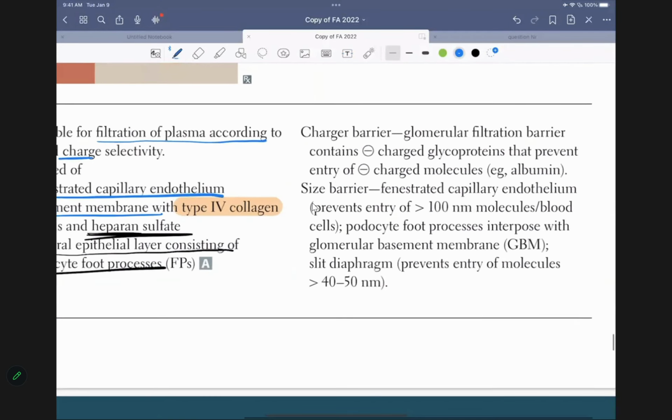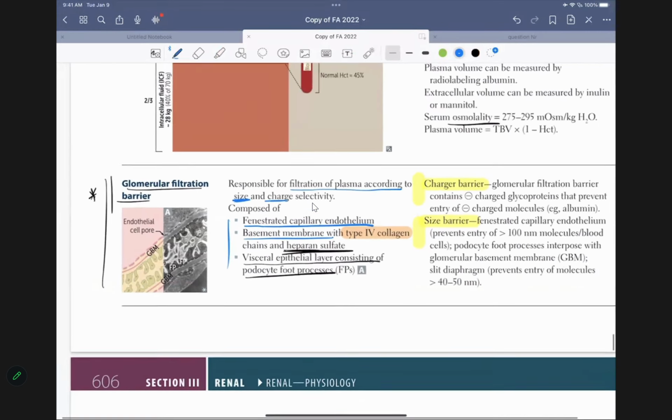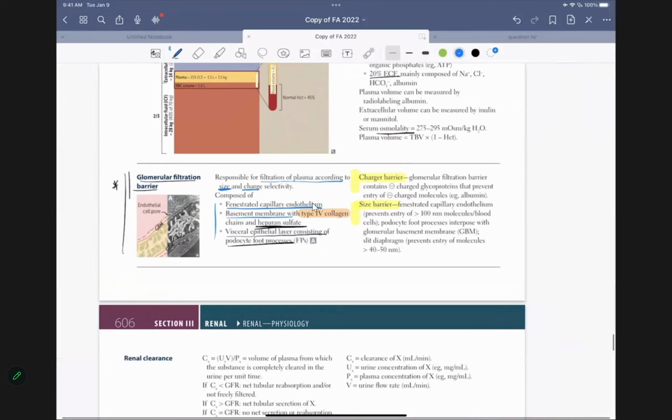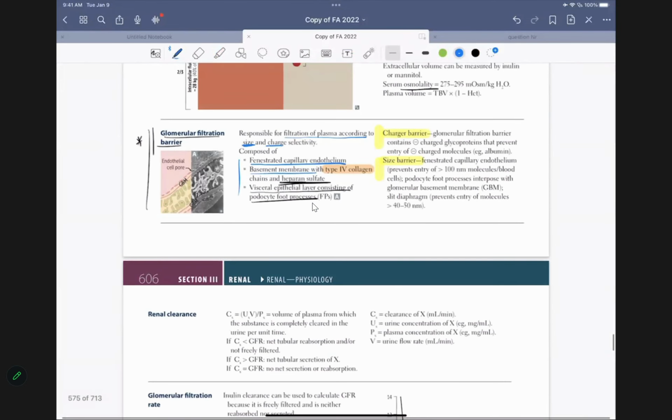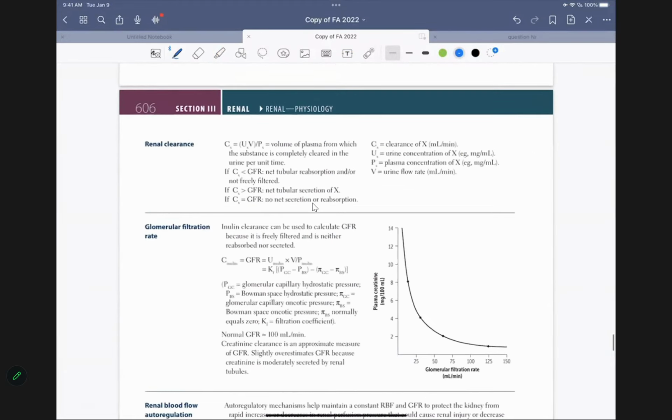Now look at this on the side. I already mentioned this. There's a charge barrier and size barrier, folks. Whatever I tell you about this charge and the size, you could read it. It's the same thing. Why charge barrier and why size barrier? That's your filtration barrier. Is everybody clear here, folks? So that's important. Charge versus size barrier. Any question for me before I move? No question. All right, so let's go here.